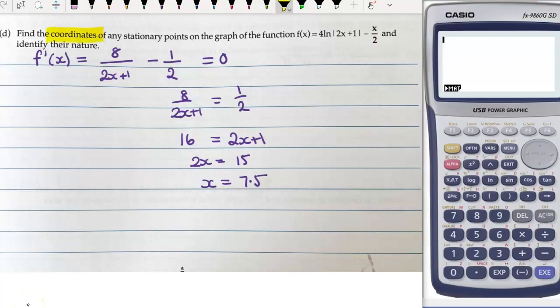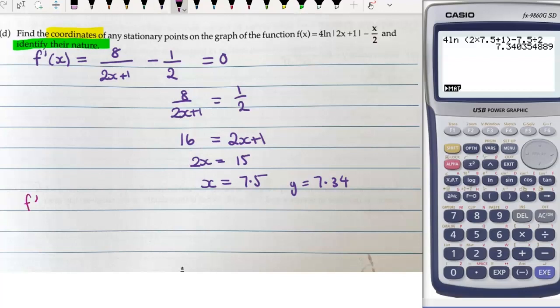Now we have been asked for the coordinates, not just the x value. So now we need to substitute that in and work out the y. So this will be 2 times 7.5 plus 1 minus 7.5 divided by 2 gives us that y would be 7.34. And finally, we need to identify their nature.